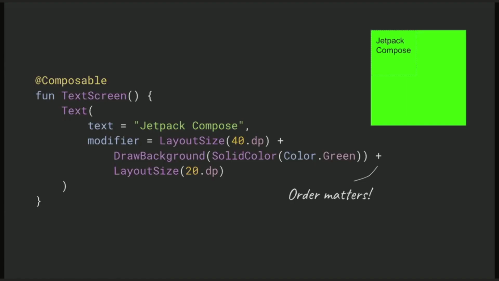So for instance, I have an example here. One can chain multiple modifiers using the plus operator. When this is read in English, it would read as: add a text component to fit in the layout of 40 dp, add a background of solid green, all while ensuring that the size of the text component is 20 dp. One of the key concepts baked into this library was that the order in which the modifier was specified really mattered.